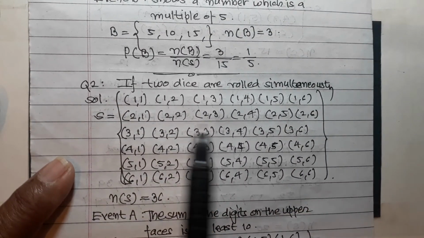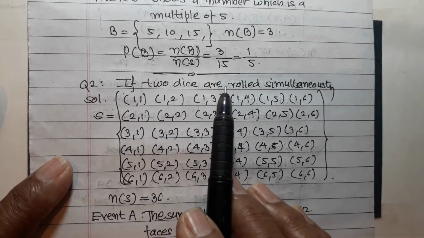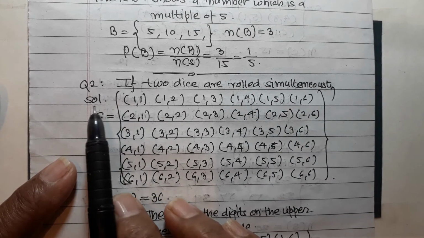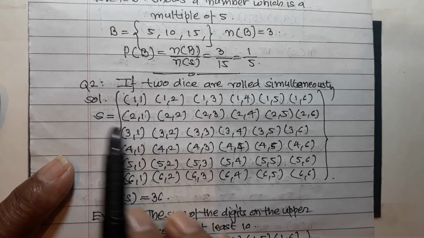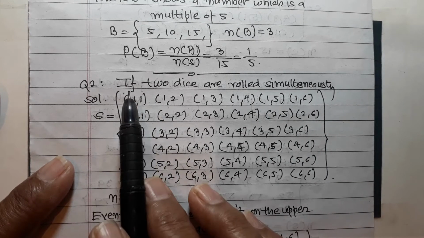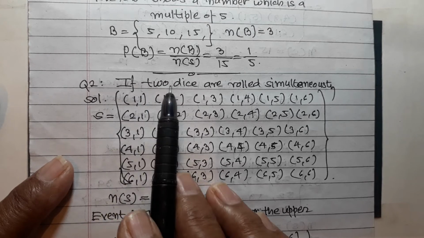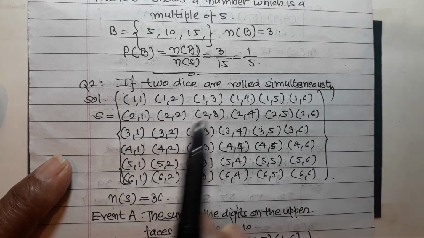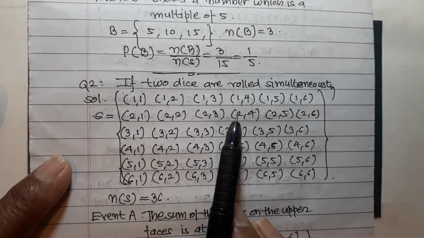Question number 2. If two dice are rolled simultaneously, solution: first you write down your sample space. So the random experiment is, two dice are rolled simultaneously. So this is an important case.